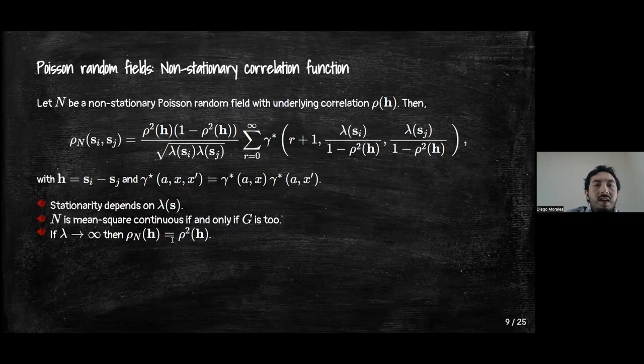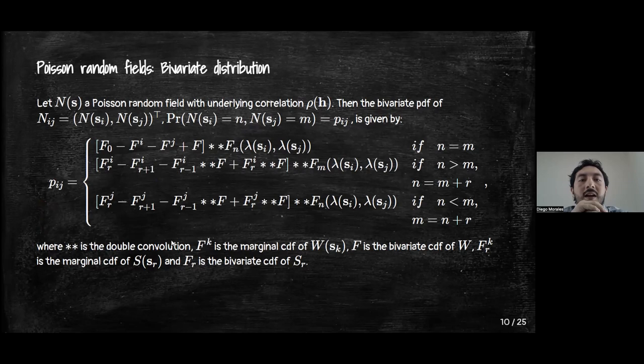Now, another important thing that we can have to make an estimation and prediction is the bivariate distribution. So if we have a Poisson random field with an underlying correlation function rho h, in other words, the correlation of the Gaussian random field, then the bivariate distribution for a pair of random variables is given by this equation.